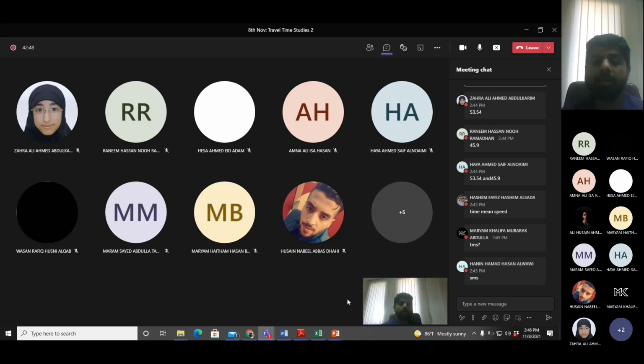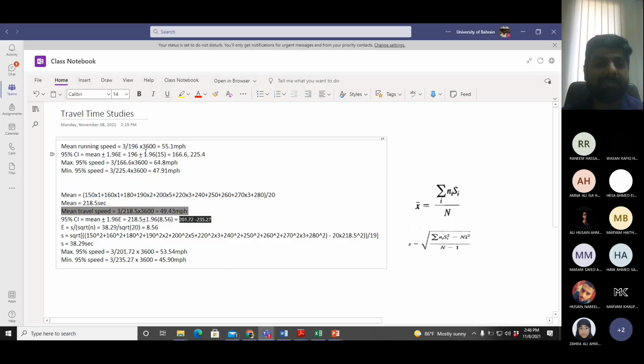Now, the previous examples which we did, this one about running time and this one about travel time, are both for the same highway. So I have the running time and the travel time. If I want to calculate delay, I can simply do this: mean delay equals mean travel time minus mean running time.